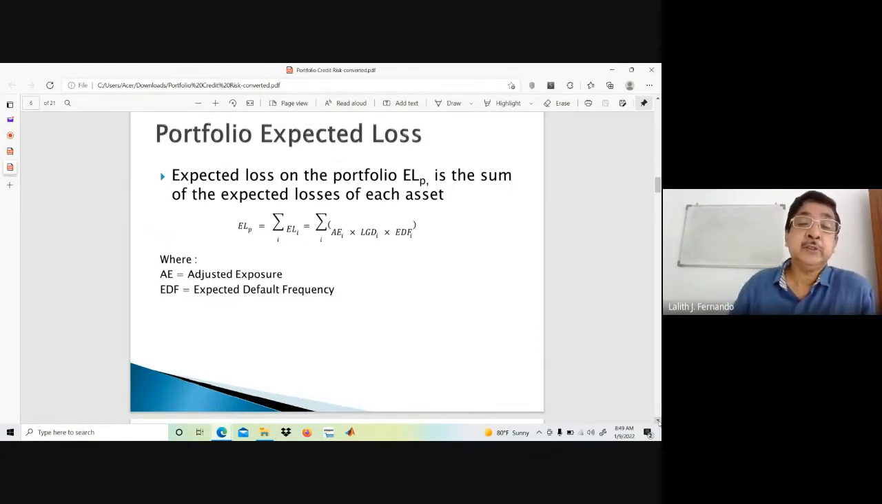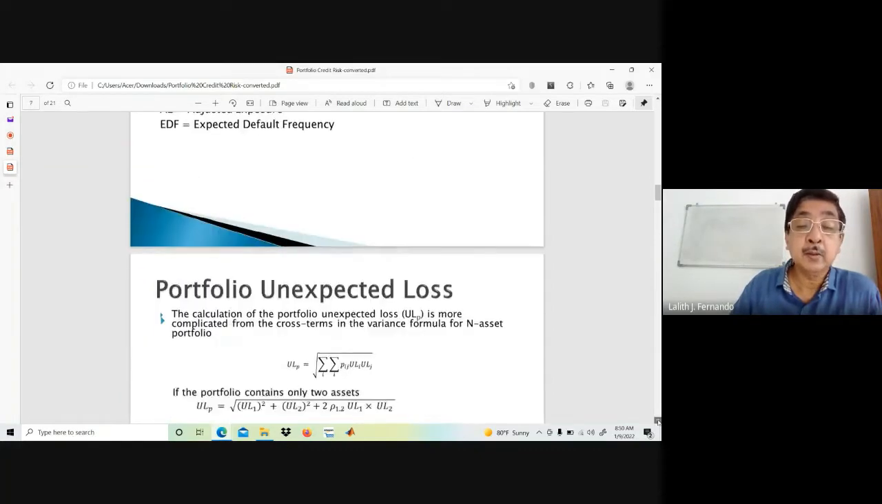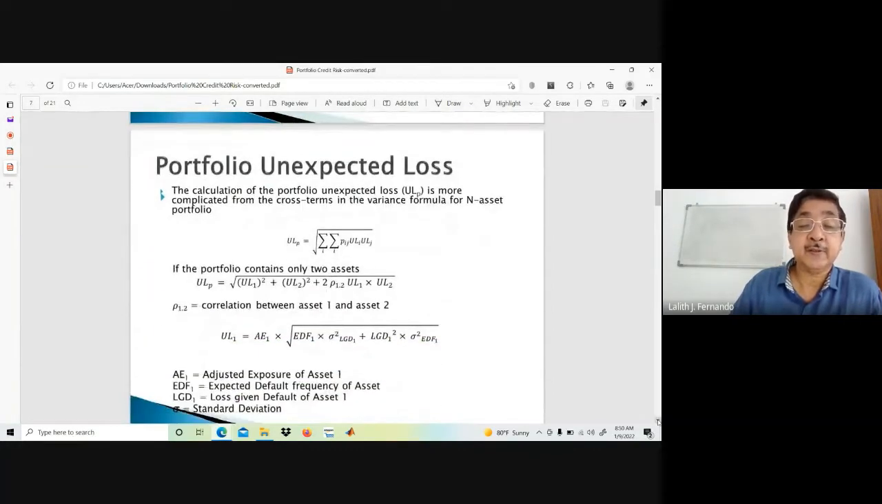Then we can go to the calculations. Actually, we did that, the portfolio expected loss calculations and all. Last time also we discussed this. Then the unexpected loss. Now we just had a glance at this last time. The calculation of the portfolio unexpected loss is more complicated because of the cross terms in the variance formula for an N asset portfolio.